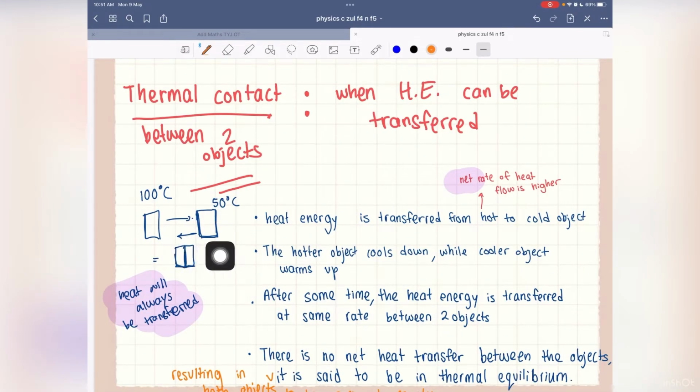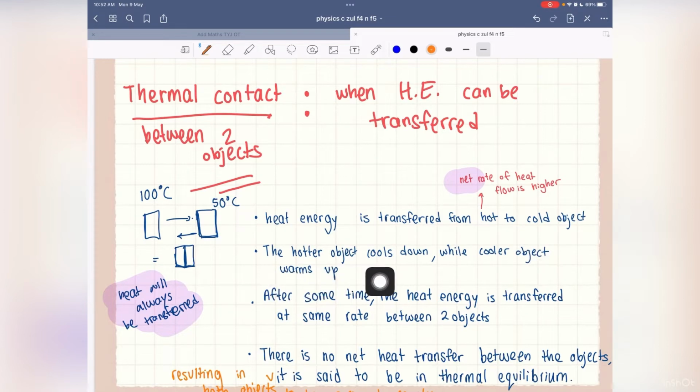Take a look at these two objects over here with different temperatures. One is 50 degrees, one is 100 degrees. So when they're in thermal contact, they are actually like that. In this case, it is through conduction because they're very close to each other, like side-by-side solids. So what happens is the heat energy will get transferred from the hot object to the cold object. Why? It's always from hot to cold, from hot to cold.